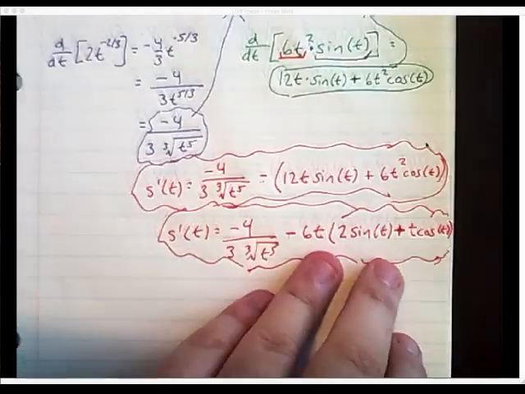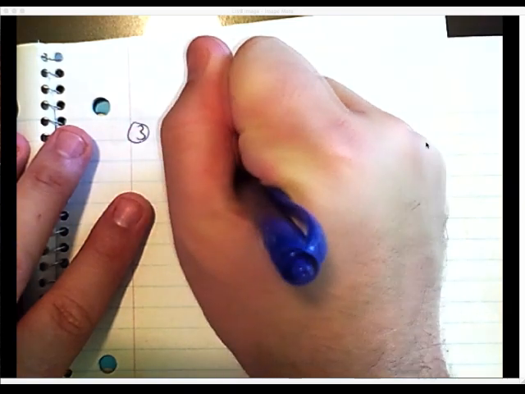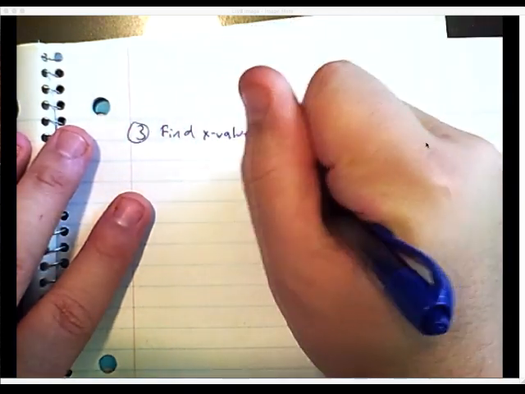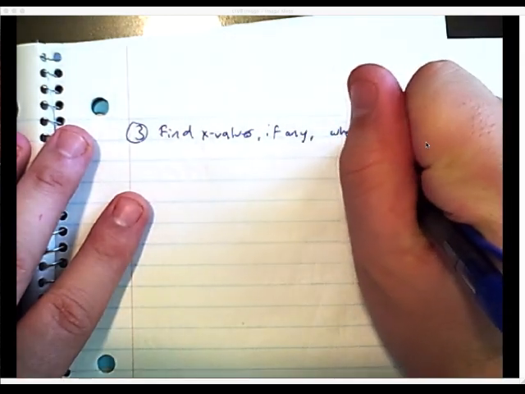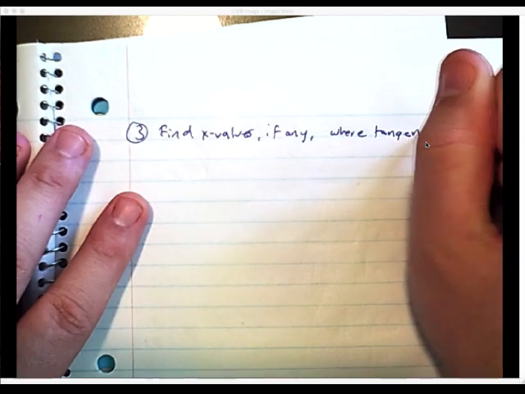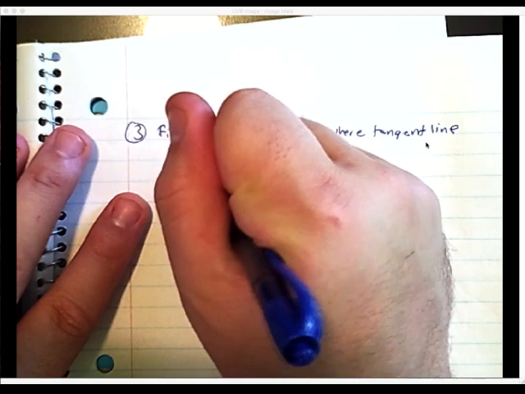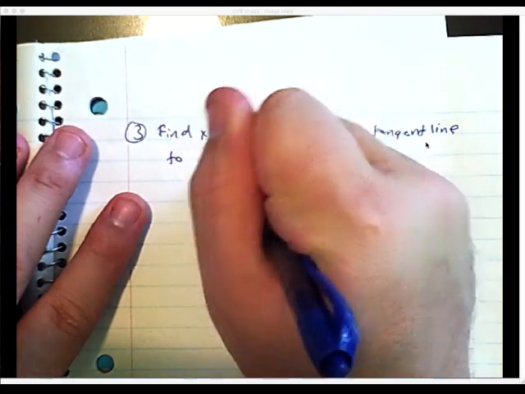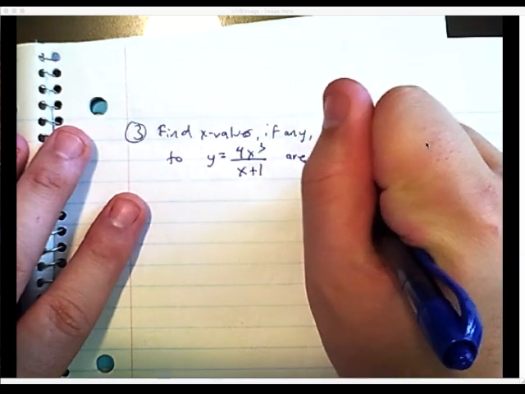All right, a lot of steps in this problem, but if you just take your time, you're fine. So let's try number 3. It says find the x values, just the x values, if any, where the tangent lines, and when you think tangent line, think derivative, to the function y equals 4x cubed over x plus 1 are horizontal.